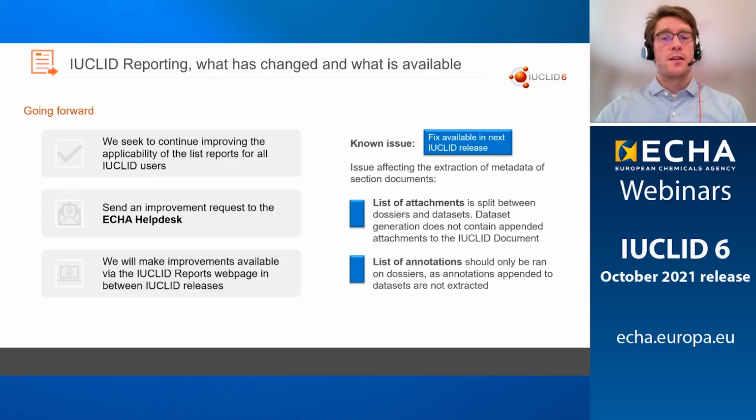Second of all, the list of annotations report is affected so that if you are generating from a dataset, the annotations will not be extracted. So again, please generate this report only on dossiers. The issue will indeed be fixed in the next Euclid release, but until then, please contact us if you have any other questions on these reports.